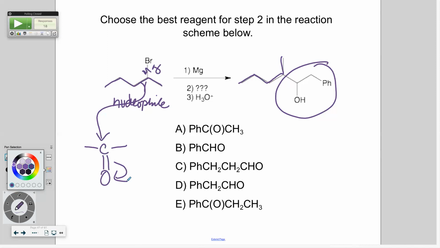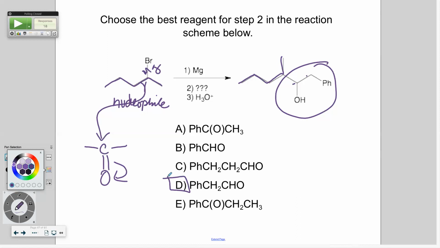Okay, so which one is it? Well, we need a benzene, that's the Ph, and then we need a CH2, and then we need a C double bond O. So which one is it? That makes sense? Okay, do you see why it's not A?